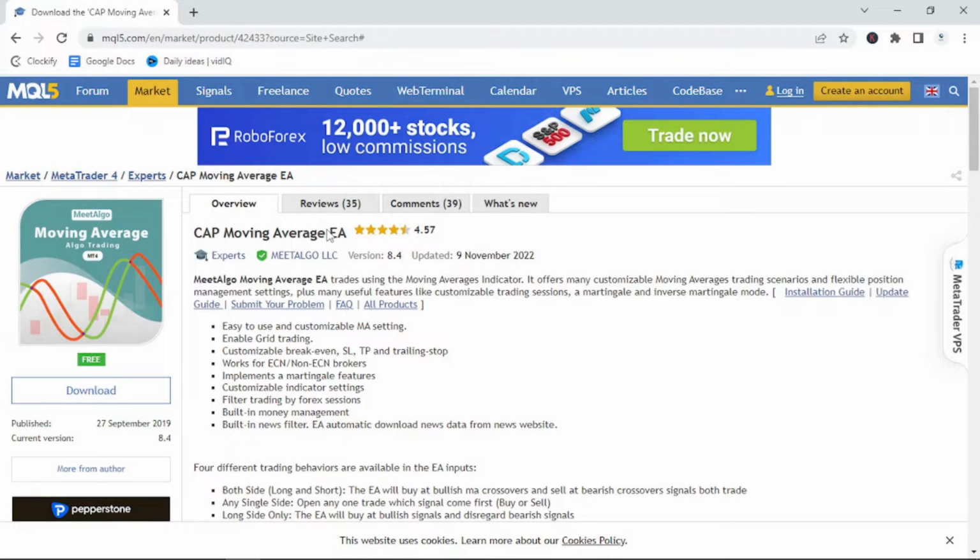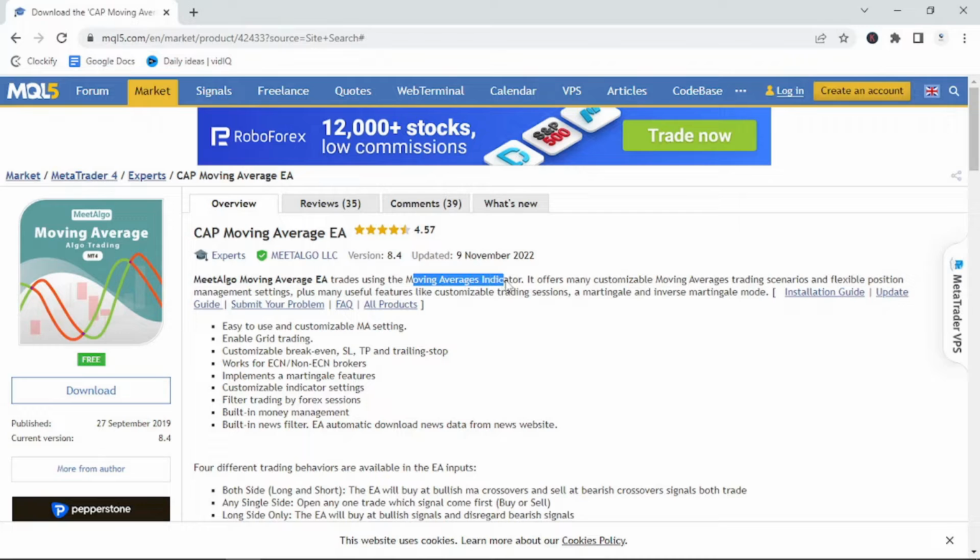Let's start by taking a closer look at the bot on the marketplace. The Gap Moving Average EA currently has a 4.5 star rating, and version 8.4 was updated on the 9th of November. So make sure if you previously downloaded the bot to update to the current version.